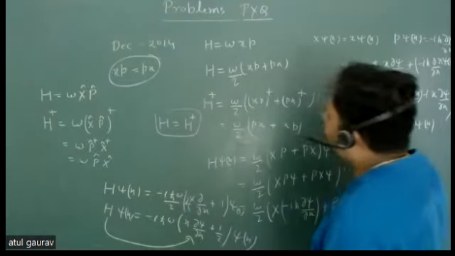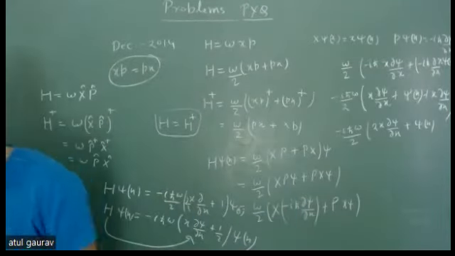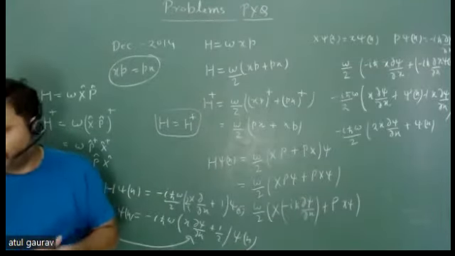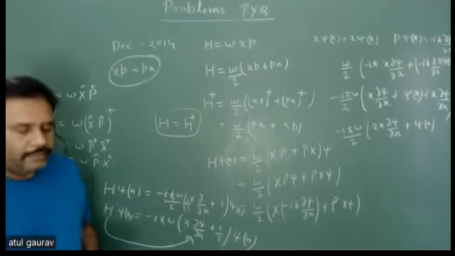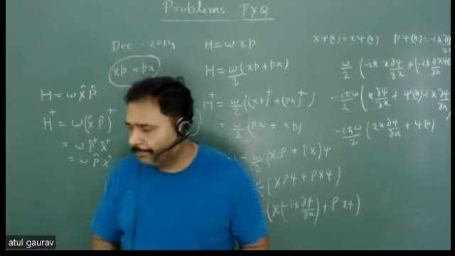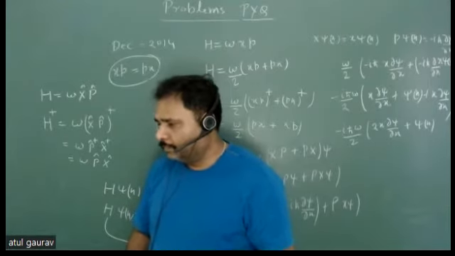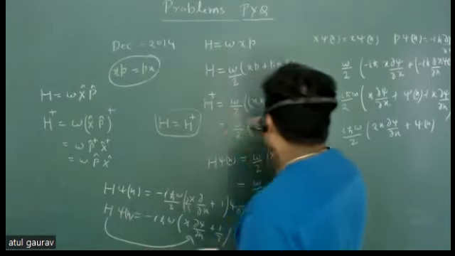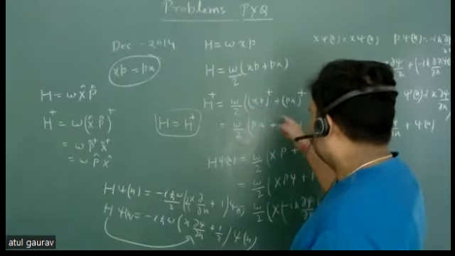Now if you have any doubt in this problem, you can ask me. Otherwise I will go for one of my next favorite questions. Student: Sir, XP is not equal to PX, right? That is why this H... Yes, exactly, exactly. Student: Then, sir, H equals omega by 2 times (XP plus PX)? Yes, you can take that. You can take the Hermiticity and you will get exactly the same thing.